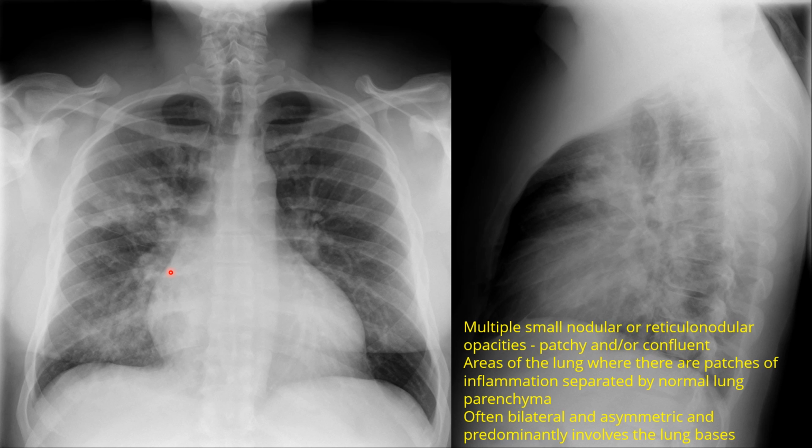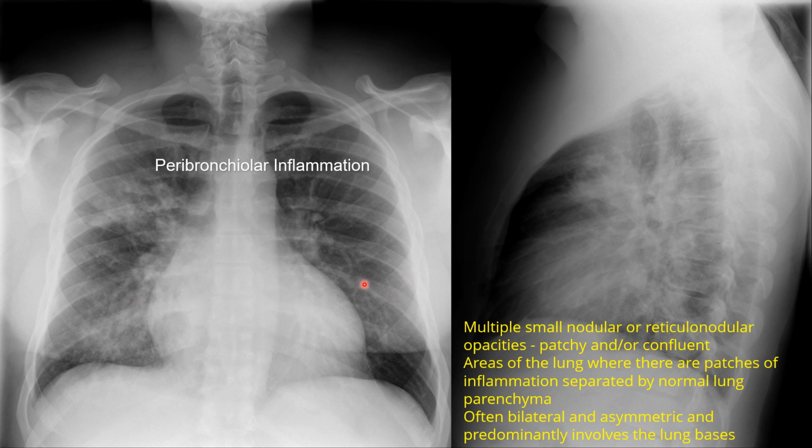What is this exactly? Can you see the multiple small nodular reticulonodular opacities which are patchy? This is a patch, this is a patch, this is a patch. These are patchy areas of lungs where there are patches of inflammation separated by a normal lung parenchyma. The areas that are seen as white are the areas of inflammation. The areas that are seen as black are the areas of normal lung parenchyma. This is bilateral, asymmetric, predominantly involving the lung bases.